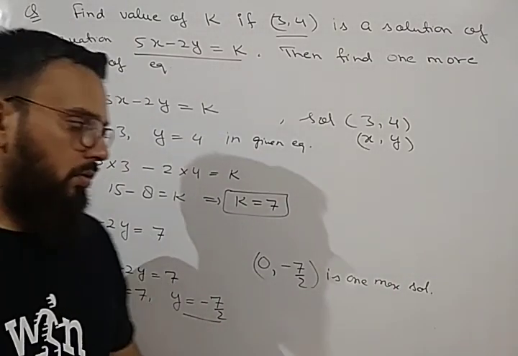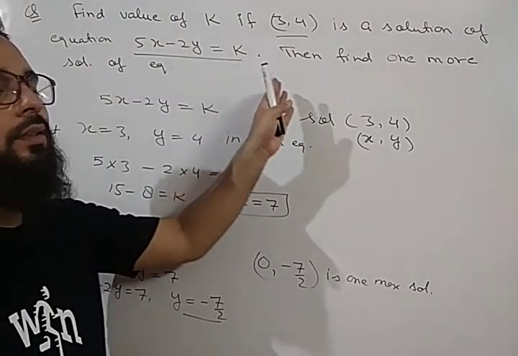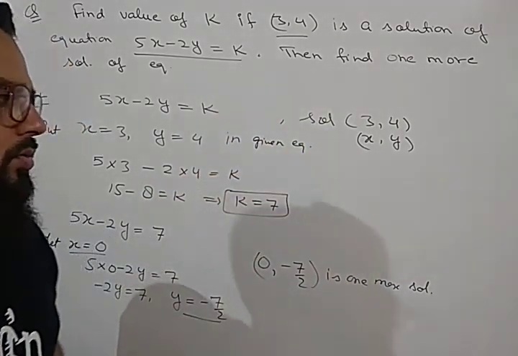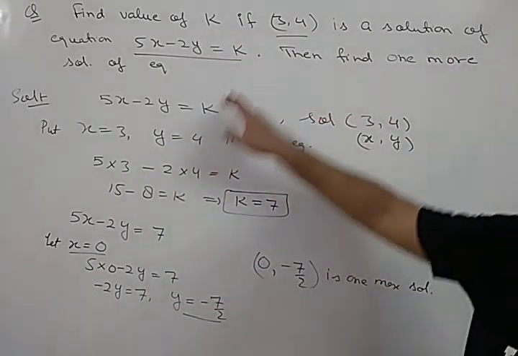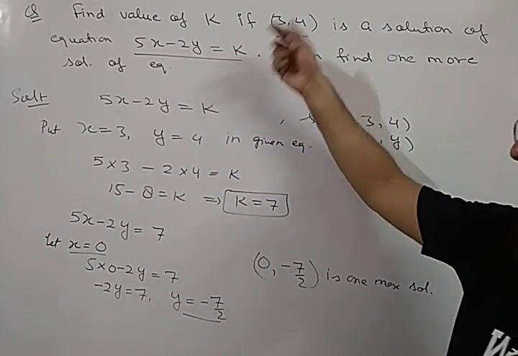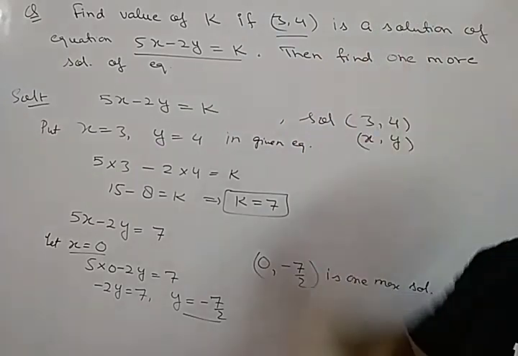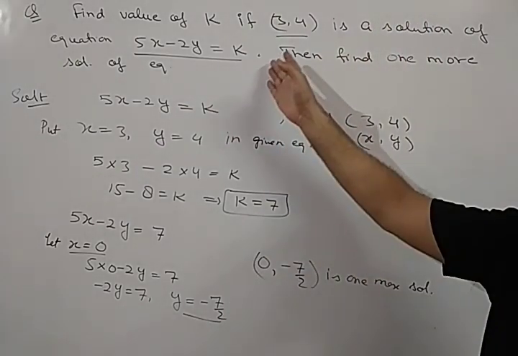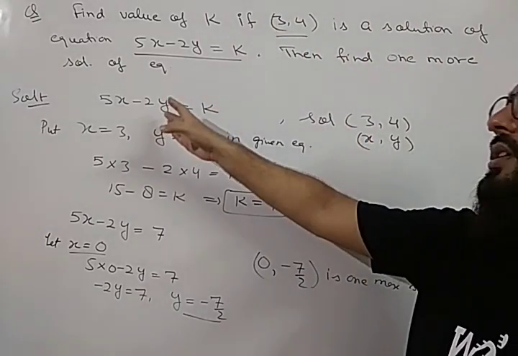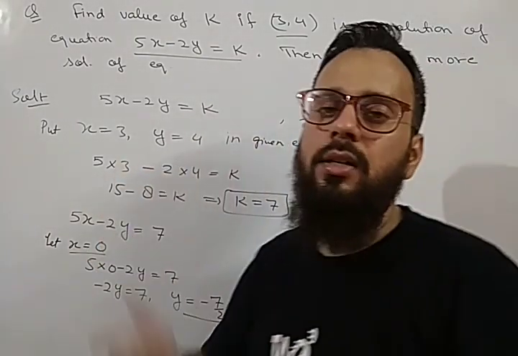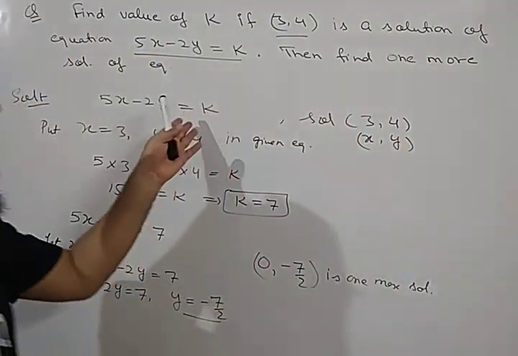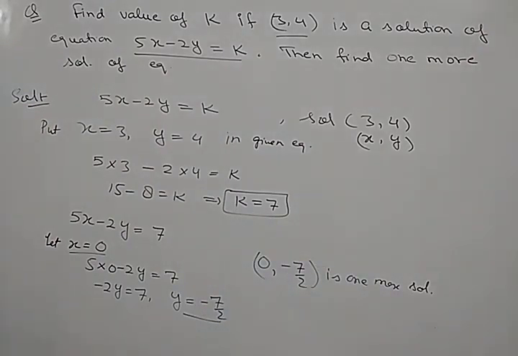Okay, so this is a different type of question, very simple question. Such types of questions are generally asked in the exam also, when you have to find the value of any unknown and you will be given some solution of the equation. So you have to just put that solution in the equation and you will get the value of the unknown. It may be k, a, b, c, or any other number, any other variable also. So note this question.